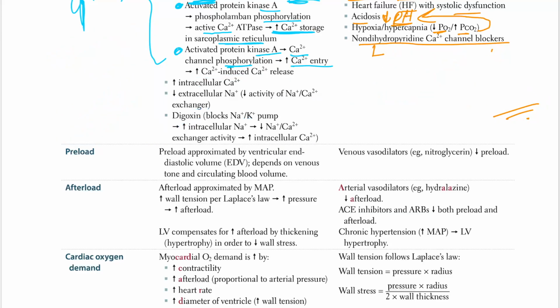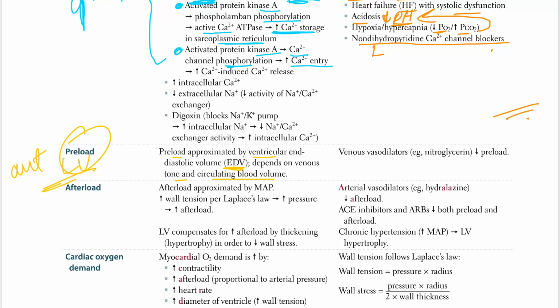Next thing is about the preload. Let's talk about preload. What is preload? Well, the preload is the amount of blood that would come into the left ventricle. That's the preload. So preload is approximated by ventricular end diastolic volume, EDV. It depends upon venous tone and circulating blood volume.